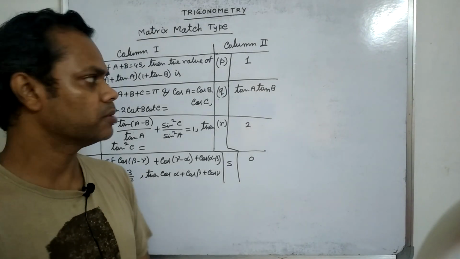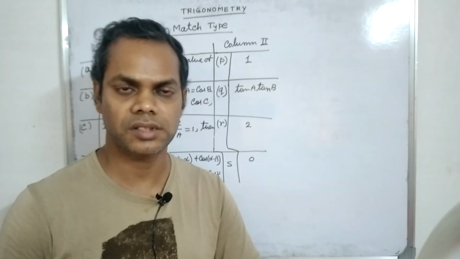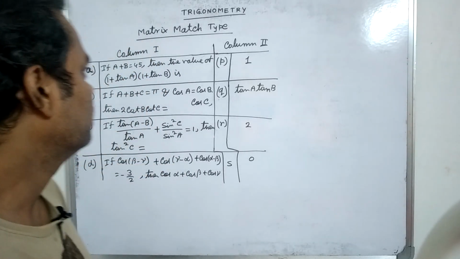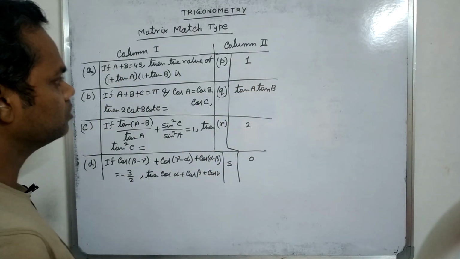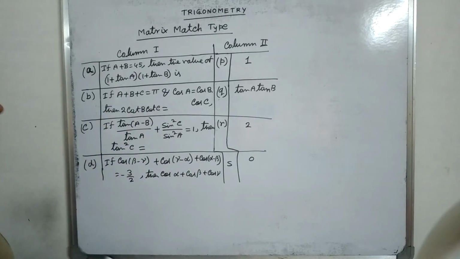Well students, the topic of the video is trigonometry. In the last videos on this topic we discussed some MCQ sums on trigonometry. This is another sum. This is a matrix match type. Matrix match type means there are sums in column 1 and there are answers in column 2. You have to match these to this. Okay. The first sum.